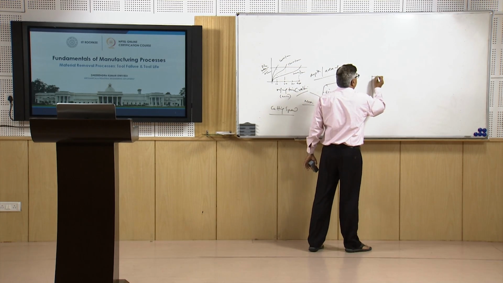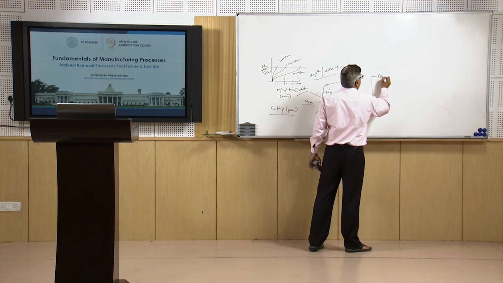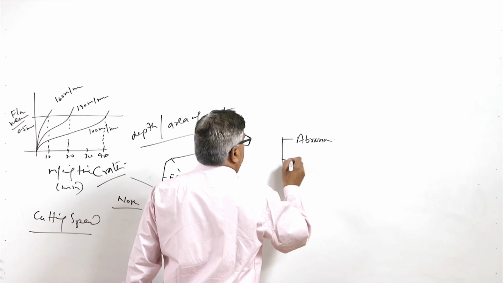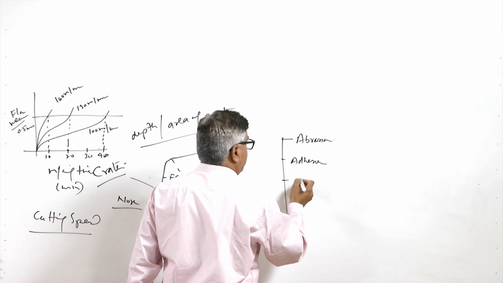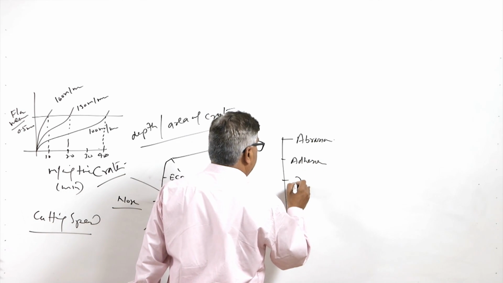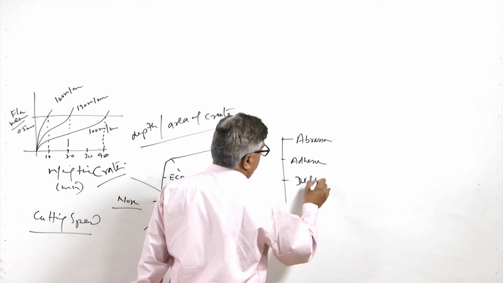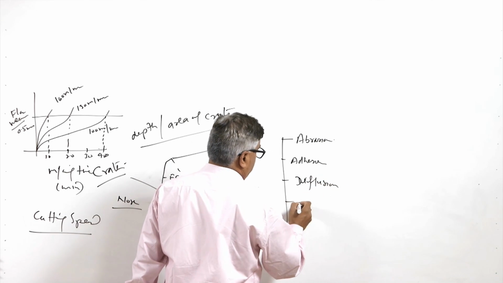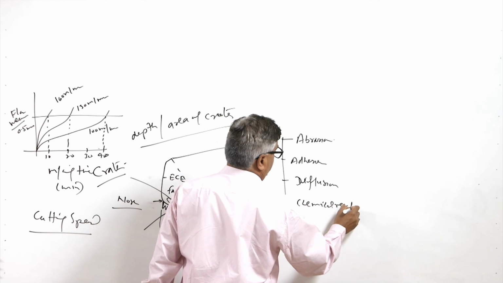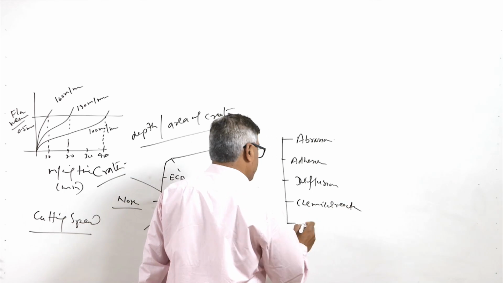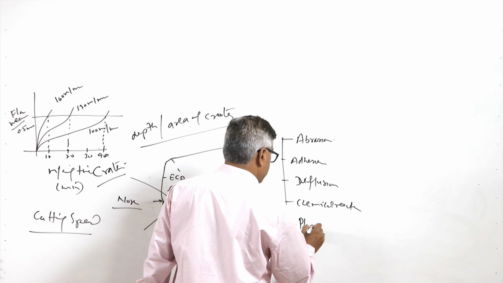So there are 4 or 5 mechanisms of wear. These include abrasion, adhesion, then diffusion and chemical reaction and plastic deformation.